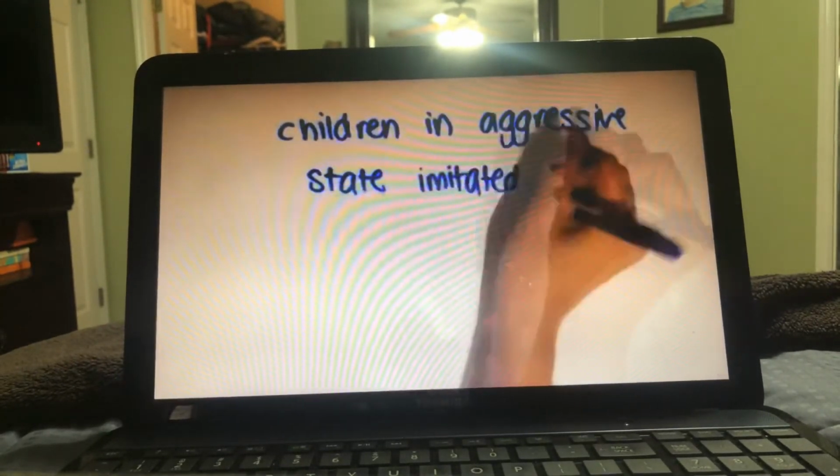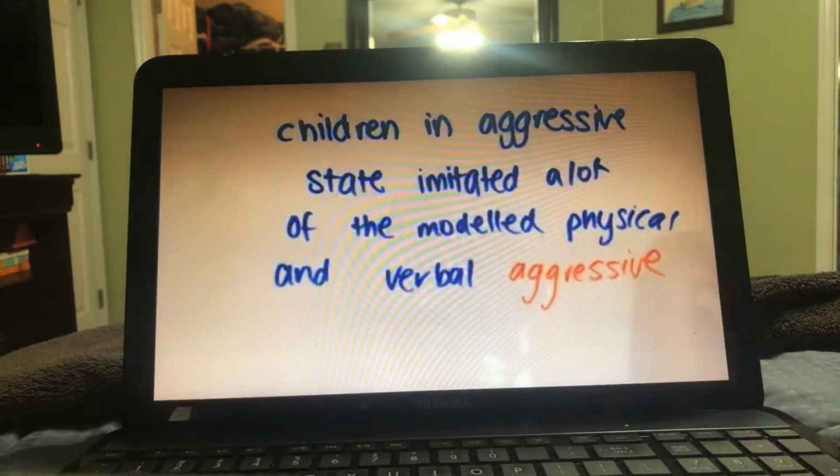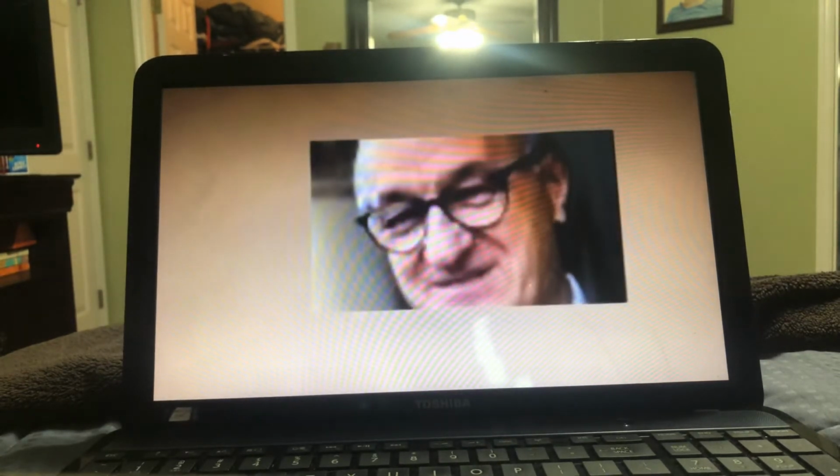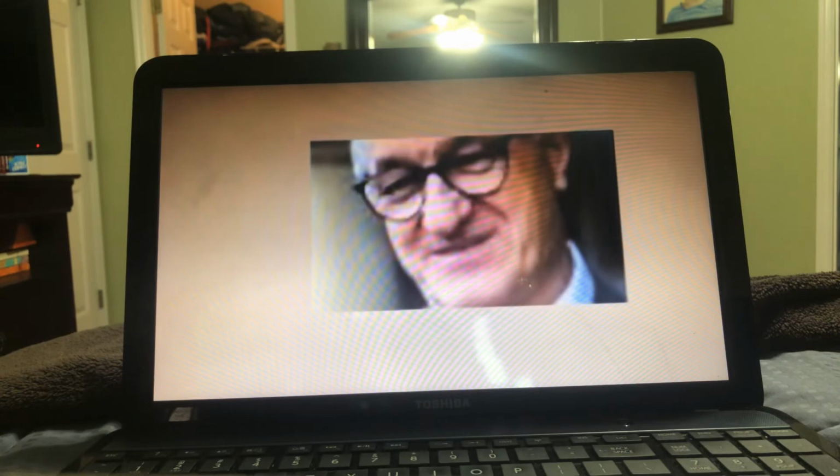Bandura's findings showed that children in an aggressive state imitated many of the modeled physical and verbal aggressive behaviors, and children in a non-aggressive state imitated fewer of the modeled behaviors. In conclusion, Albert Bandura concluded with the study that aggressive behavior can be learned by observation.